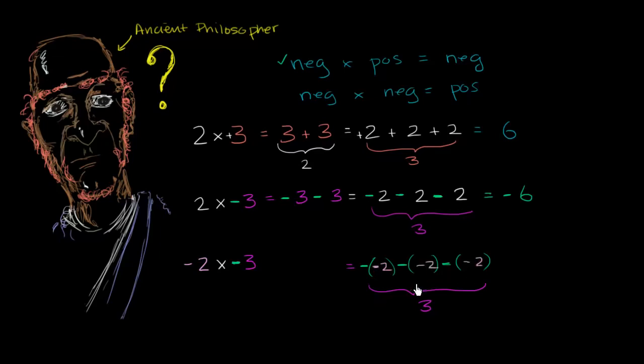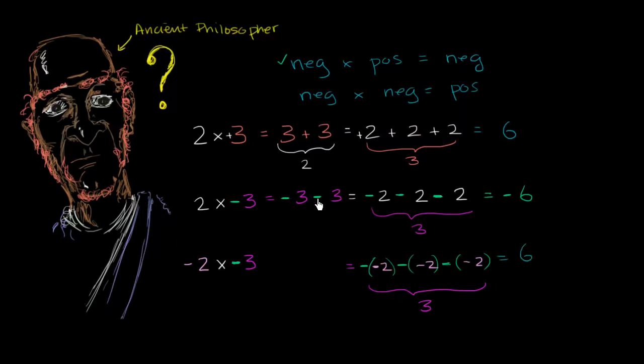And we know from subtracting negative numbers, we've already built this intuition that subtracting a negative is the same thing. It's like taking away someone's debt. It's the same thing as adding a positive. And so this is going to be the same thing as 2 plus 2 plus 2, which will once again give you positive 6.